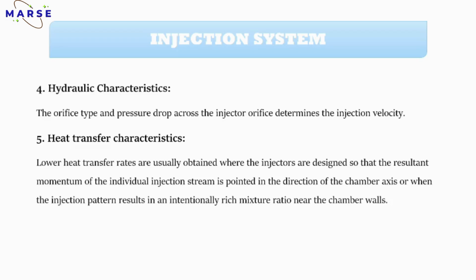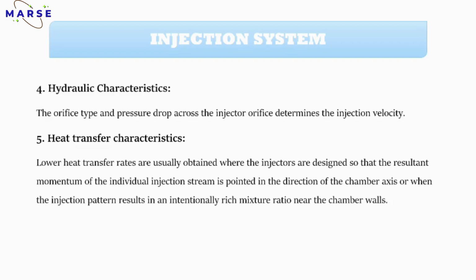Okay, understood. Then the fifth one, the heat transfer characteristics. Lower heat transfer rates are usually obtained where the injectors are designed so that the resultant momentum of the individual injection streams is pointed in the direction of the chamber axis, or when the injection pattern results in an intentionally rich mixture ratio near the combustion chamber walls.